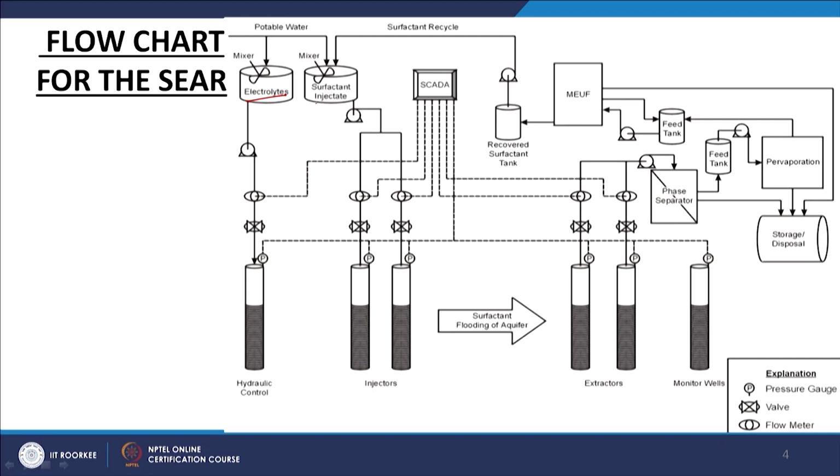So, what was the flow chart? They looked at electrolytes, surfactant, and also solvent. I believe they have some solvent, isopropyl alcohol. They were injecting a mixture of these three through injectors. They were trying to have some level of hydraulic control, and then they were flooding the relevant aquifer with the surfactant injected through these injectors, and then obviously they were extracting the relevant surfactant. And then you have the first phase separator, where DNAPL is removed.